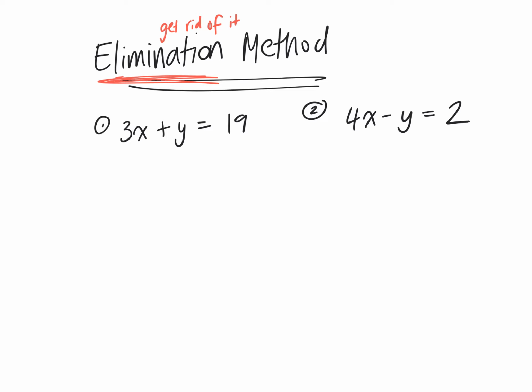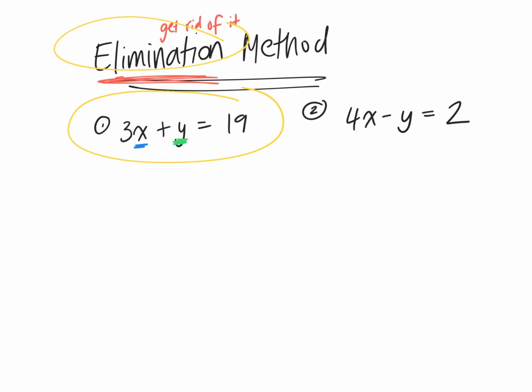What you're trying to do is get rid of a variable. If I have two unknown variables, I cannot solve this. If you were just given 3x plus y equals 19, and you don't know x and you don't know y, you can't solve it. If I got rid of the y, for example, could you solve it? If it said 3x equals 19, could you figure out x? Yes, right? So we're trying to eliminate a variable, get rid of one of the variables.